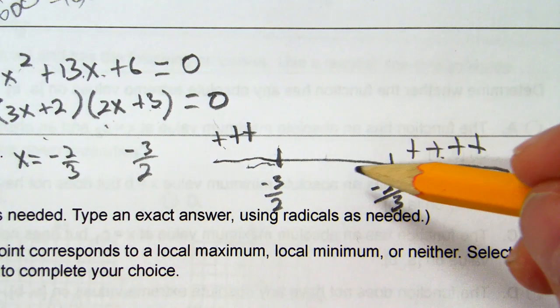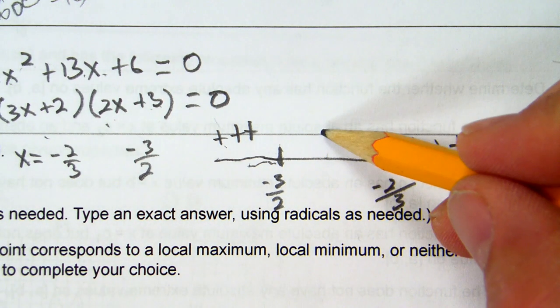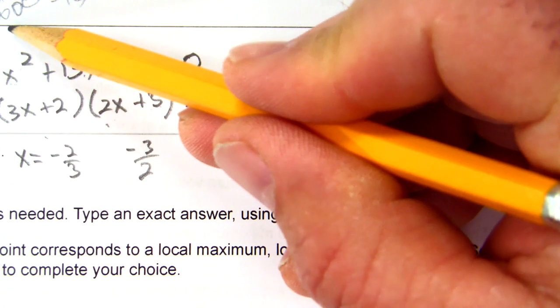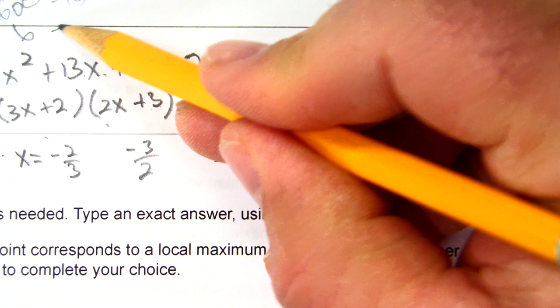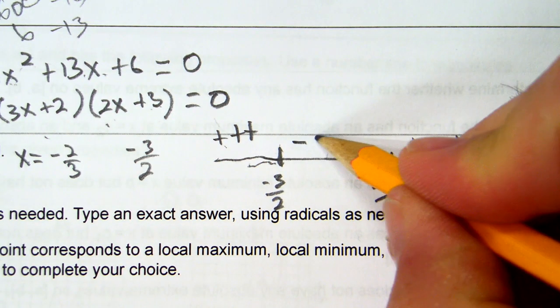If I plug in a number between -2/3 and -3/2, like -1 will be the one I plug in. -1 squared is 1, times 6 is 6, minus 13 is negative 7. Negative 7 plus 6 is negative 1. It turns out to be negative.